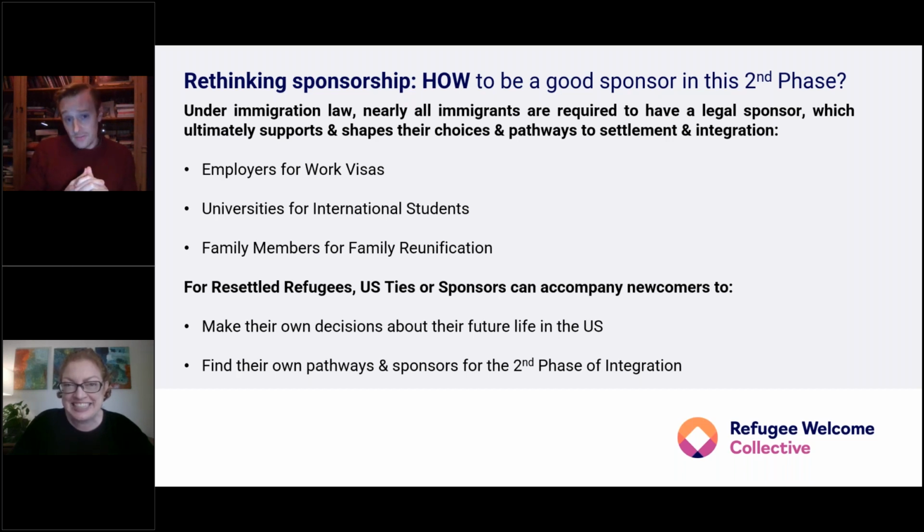So sponsorship is often the thing that refugees have traditionally lacked in immigration systems, right? Refugees don't get to apply to come to our country, and they often don't have connections here. They don't have those networks that work migrants, international students, and family migrants have. So for resettled refugees, having a US tie in the community or having a sponsor can allow them to find those other connections in the community.